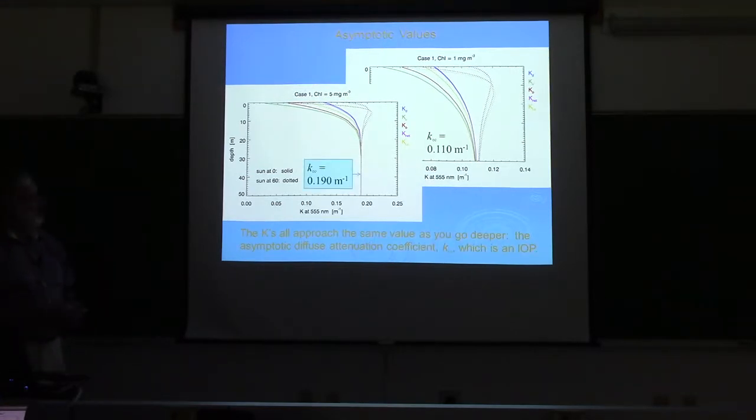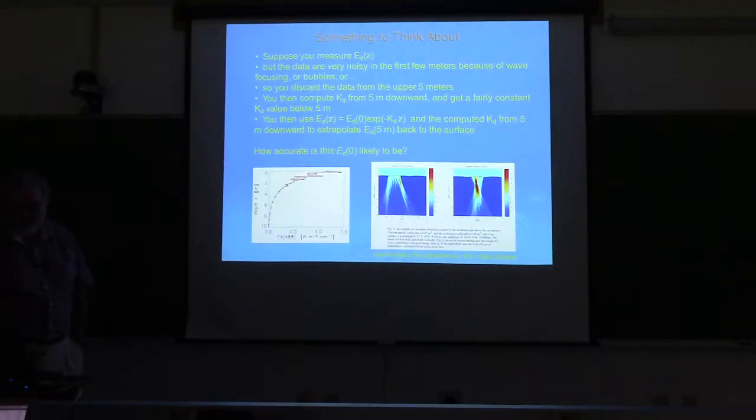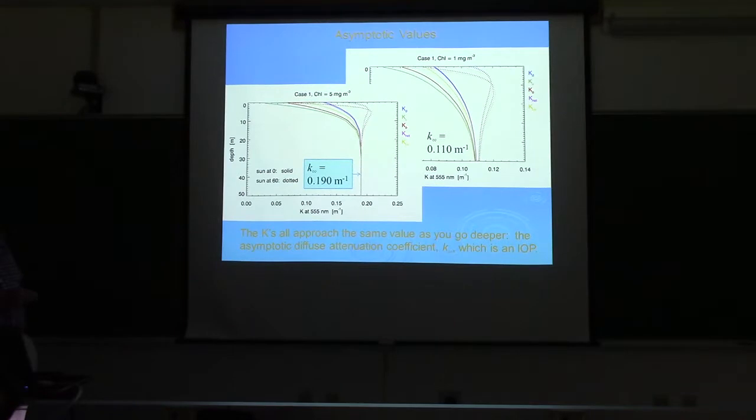Okay. So I've commented here, the asymptotic value in this case is 0.19 per meter. Over here it's 0.11, and that's determined only by the IOPs. Now something to think about here is, if you look at one of these curves, I've got them plotted all the way up to the surface, and these are, if you will, true KDs computed by HydroLight, where I'm using like a 1 millimeter spacing in depth in the computations and all.